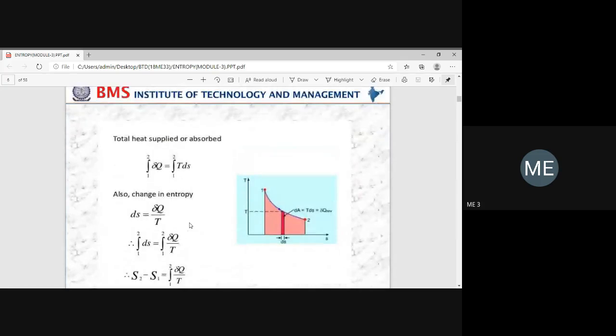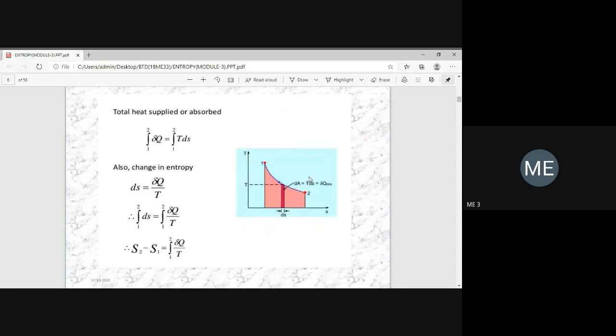Now let us consider one small elemental area dA. In between process 1 to 2, this is the entire process. As I said, heat transfer is a path function, work transfer is also a path function. On the other hand, all the thermodynamic properties like pressure, volume, temperature are point functions. Point functions have definite values at particular state points.